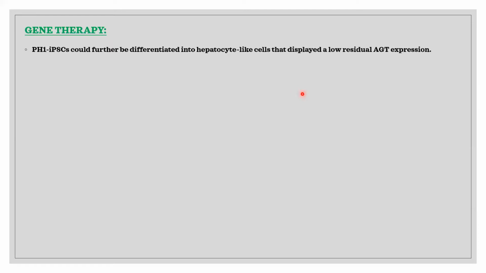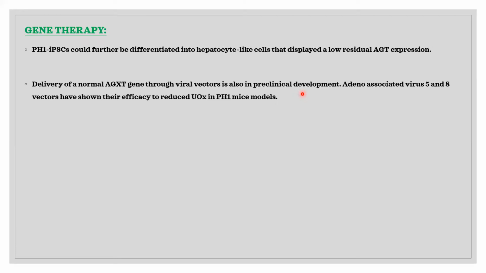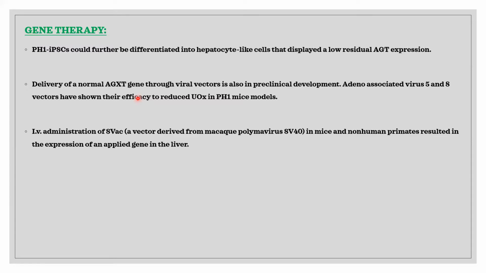Coming to the gene therapy, different gene therapies were tried, like induced pluripotent stem cells, which could further differentiate into hepatocyte-like cells that displayed low residual alanine glyoxylate aminotransferase expression. And they are trying normal AGXT gene delivery through viral vectors, mainly adeno-associated virus 5 and 8, and IV administration of SVAC. It is a vector derived from the macaque polyoma SV40 virus. Results are good in mice and non-human primates, but human trials were not yet done.